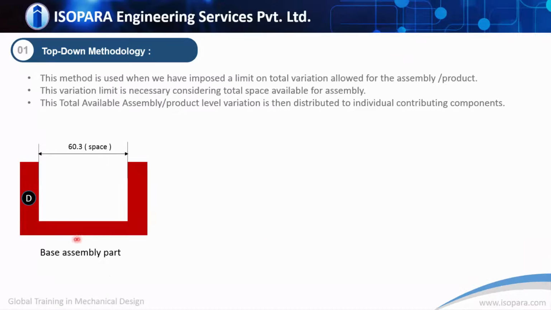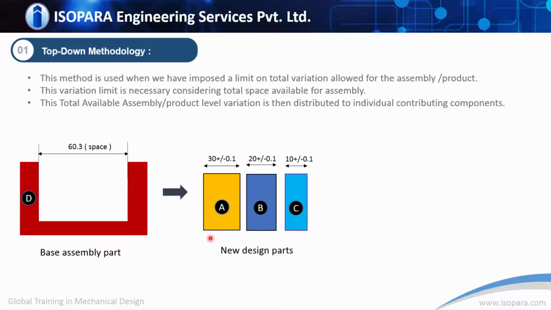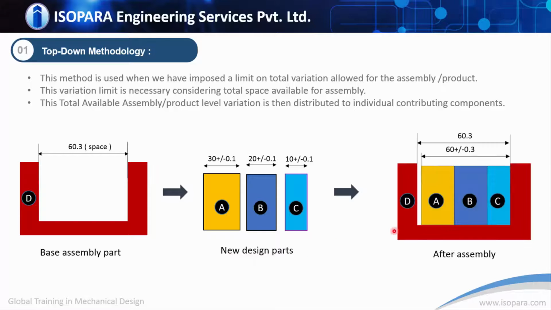Now, as part D has a fixed limit of 60.3 mm, if you want to create 3 new parts which will fit into this space, then we have to certainly look at the space available. Here we have distributed 60 mm in parts A, B, C as 30 mm, 20 mm and 10 mm respectively. And we have given a variation of plus 0.1 mm to each of them. Adding this, we can easily say the assembly of parts A, B, C and D will be possible.